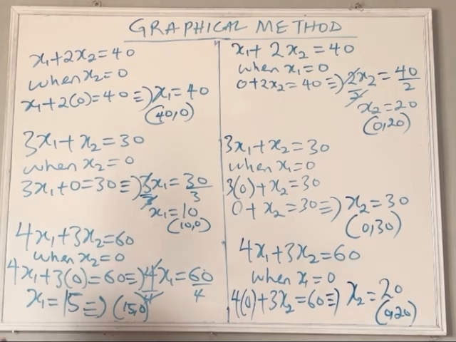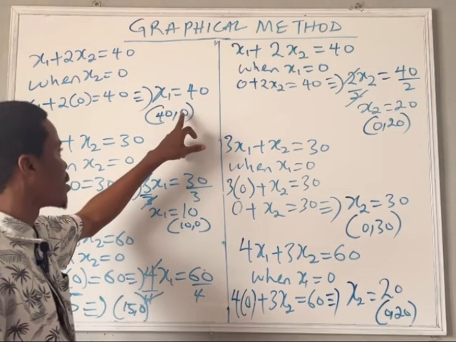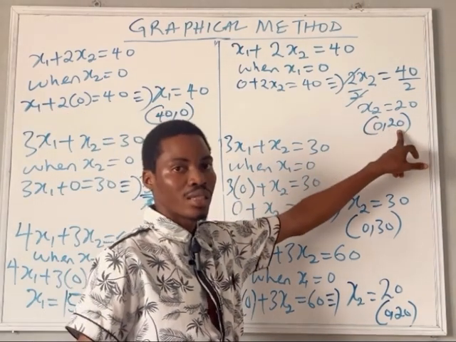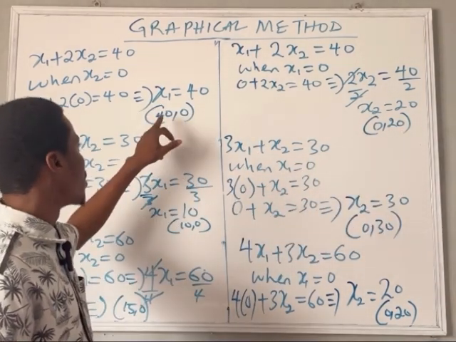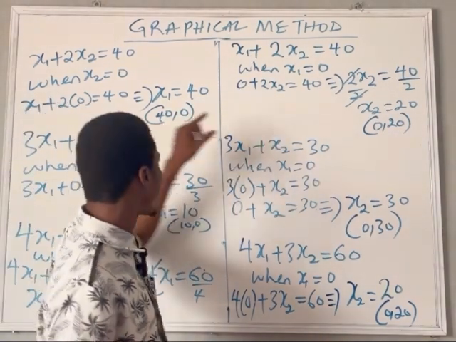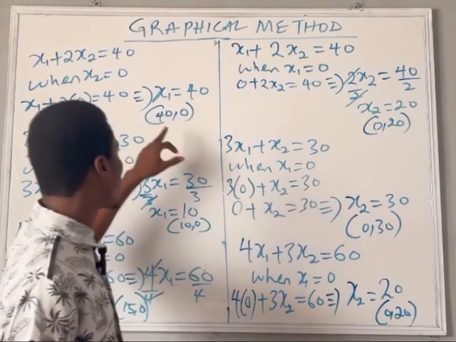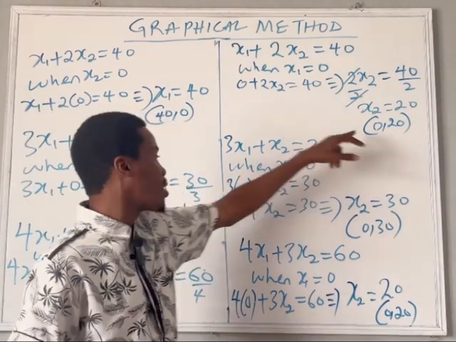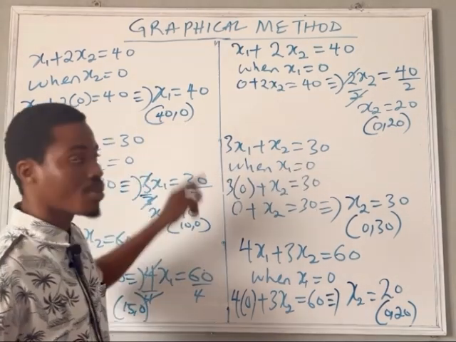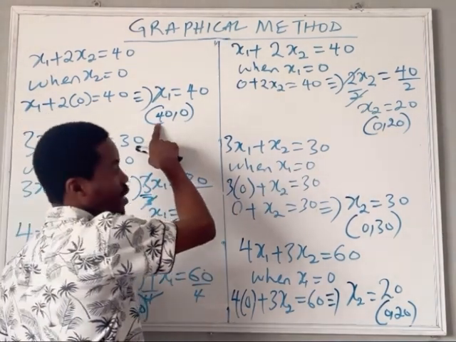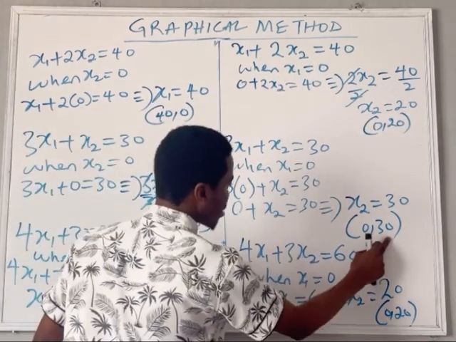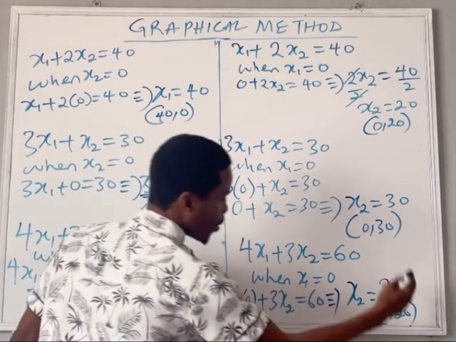So in this case, if you plot this, it will be just a straight line. It means that our x1 here will be 40 and this is 20. We can mark 40 and 20, saying that when x1 is 40, our s2 is 20. When x1 is 10, our s2 is 30. When x1 is 15, our s2 is 20.